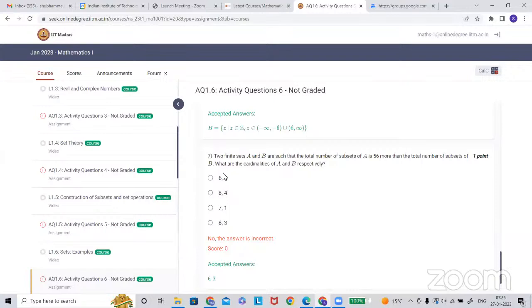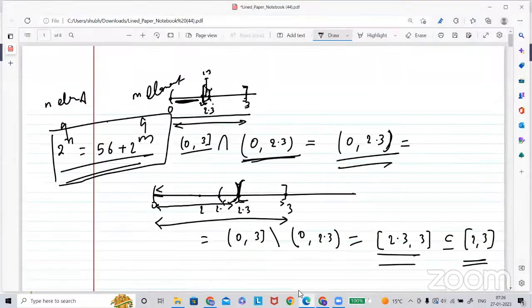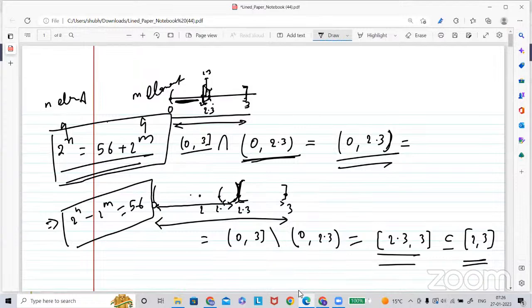If you go option-wise, you can check: 2 to the power n minus 2 to the power m is equal to 56. Okay, this is what we have. Yes, sir. Thank you.